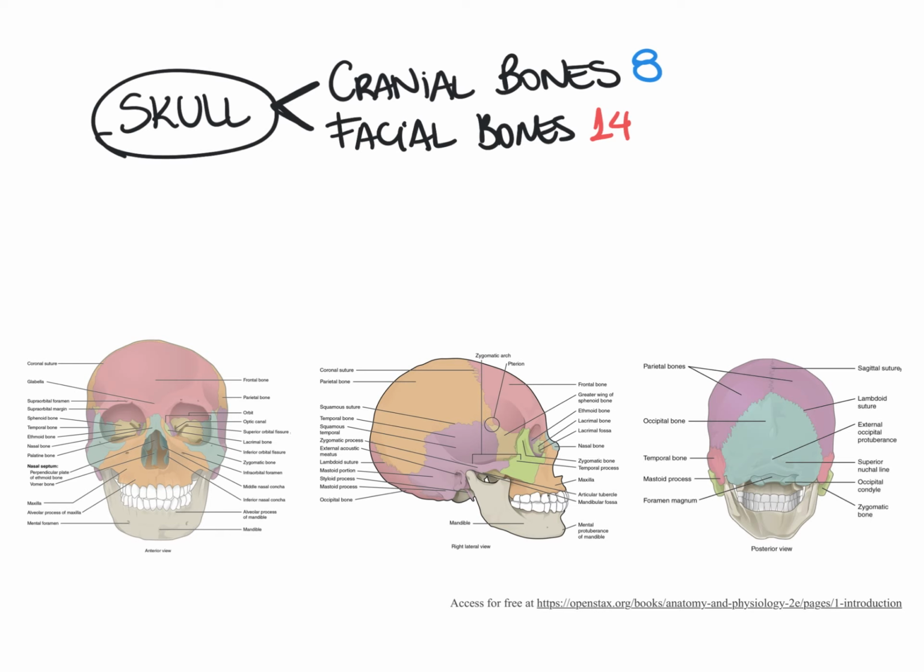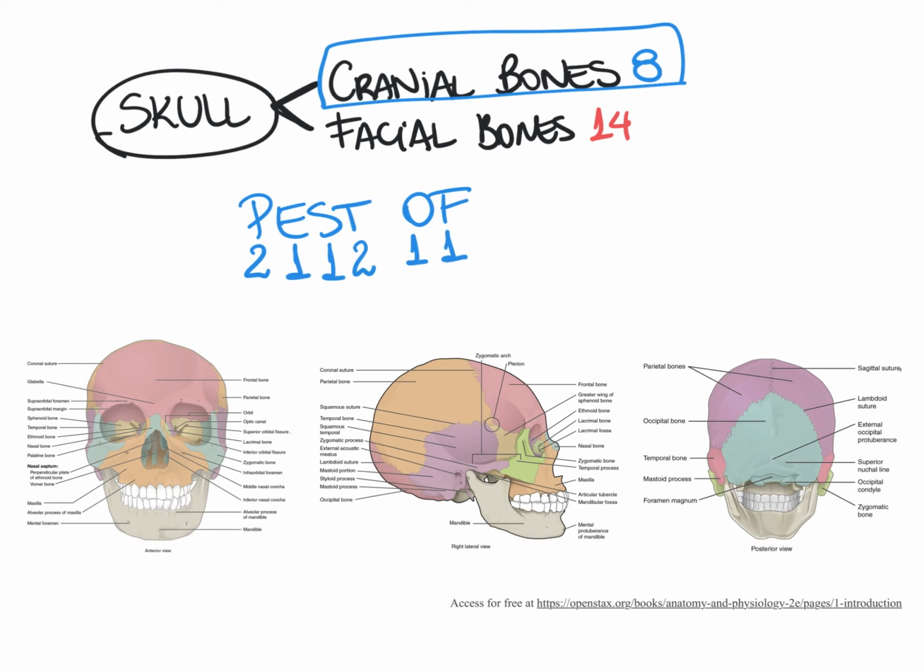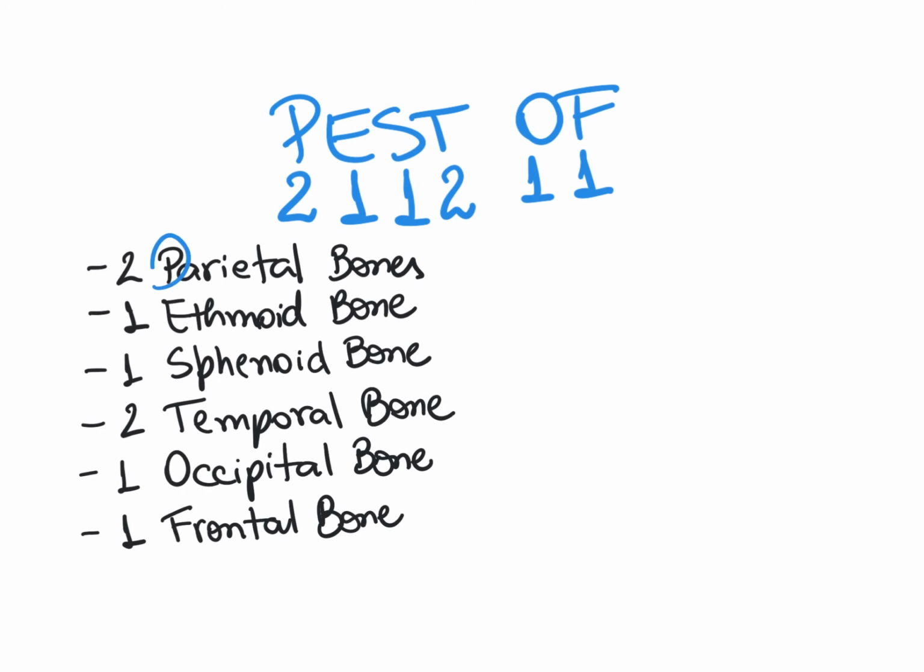The 8 cranial bones are the easiest ones to remember because you just need to remember PEST of 2-1-1-2-1-1. We have 2 parietal bones, 1 ethmoid bone, 1 sphenoid bone, 2 temporal bones, 1 occipital bone, and 1 frontal bone. The total is 8 cranial bones.